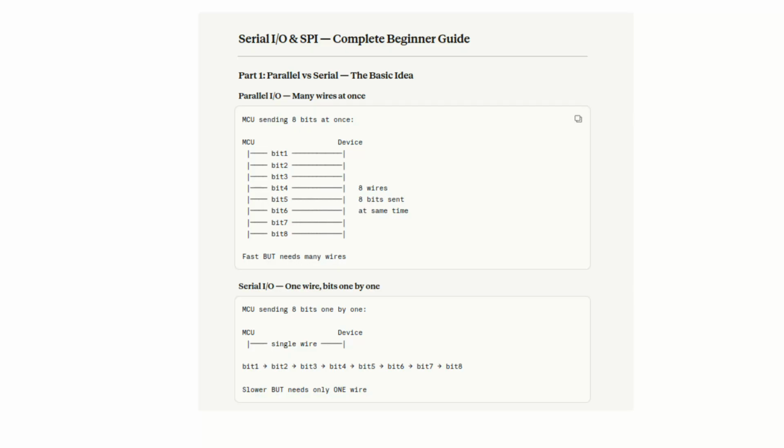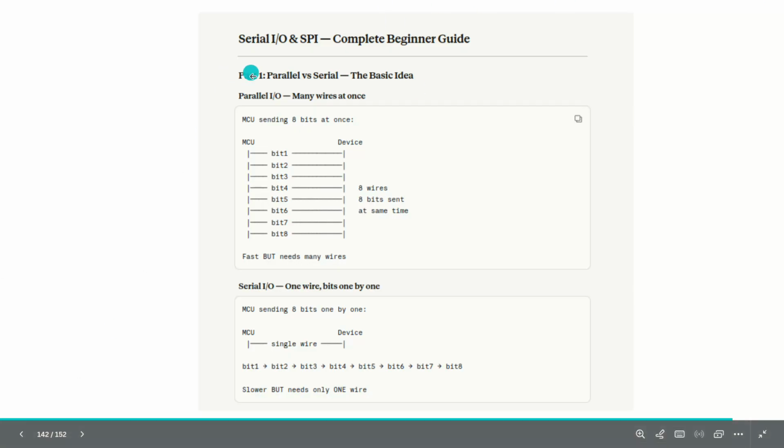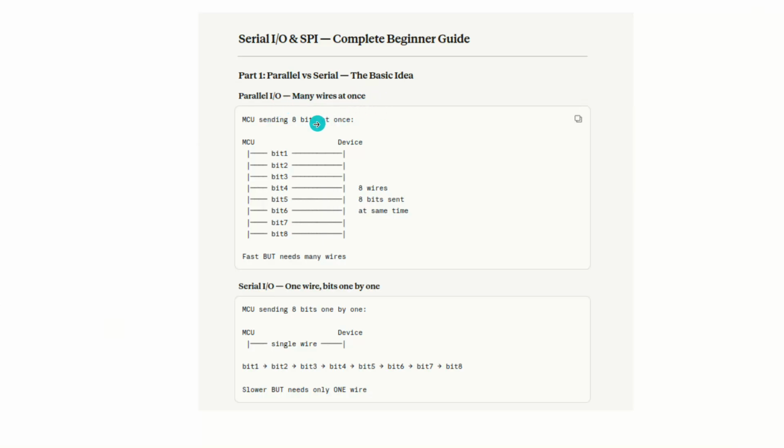Okay, first let us talk about what we mean by parallel IO and what we mean by serial IO. In parallel IO, many wires are there at once. The MCU is sending 8 bits at once to the device. So 8 wires are there and 8 bits are sent at the same time. It's fast, but it needs many wires.